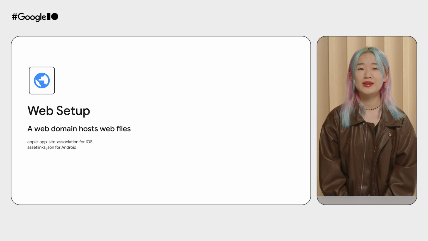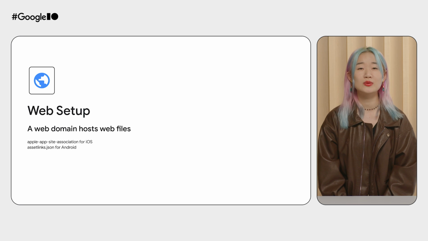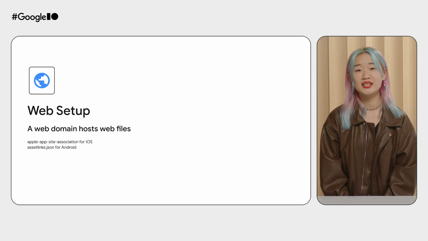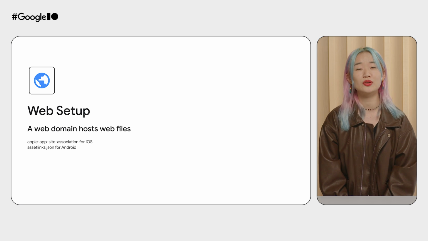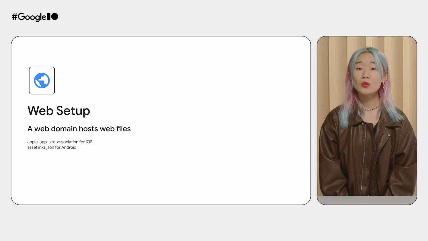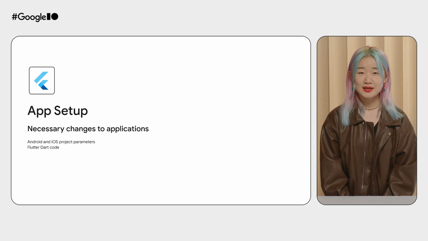The web setup requires you to own a web domain and host specific web files for both Android and iOS. This part of the setup is focused on redirecting users from your website to your installed apps. These web files specify the app ID or package name, so no other app can hijack the redirect request. That's the web setup. The app setup involves setting project parameters and writing Dart code to handle redirects from your websites.